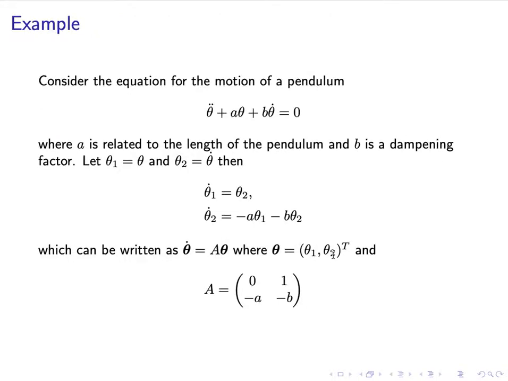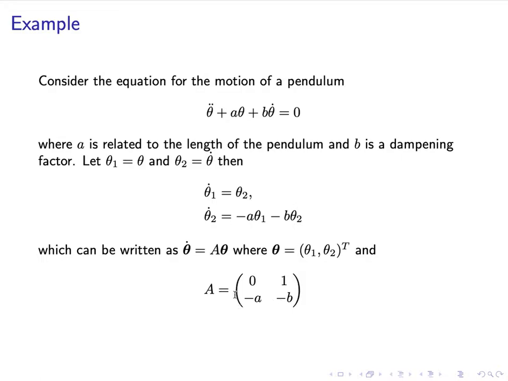Let's have a quick example of linearizing a system. So here I've got a second order equation for the motion of a pendulum. So we have some theta, which is an angle of a pendulum. So we have the second derivative of that, plus some coefficient a times theta, plus another coefficient b times the first derivative of theta. Okay, well we have a second order equation here, so using our standard method we can rewrite that as a system with two first order ODEs.